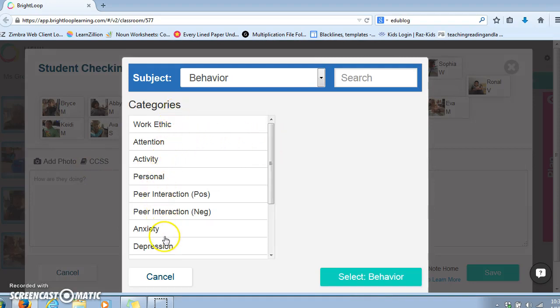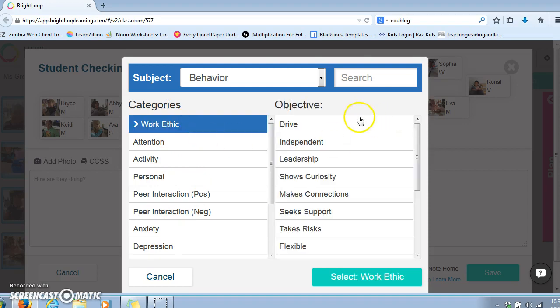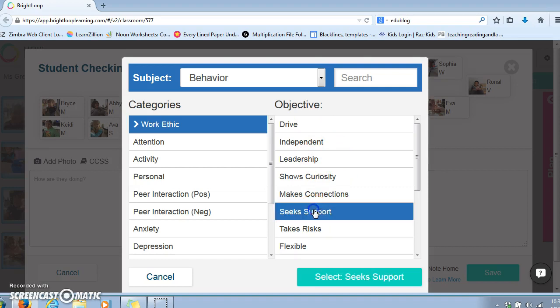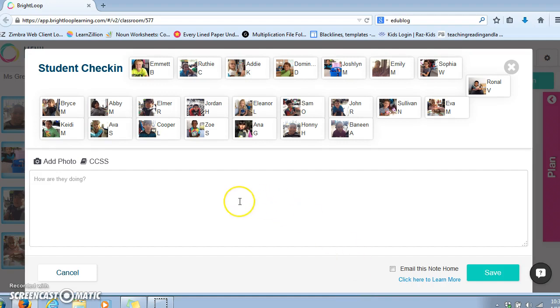So one of the great things about Brightloop is that you can not only type notes about what your students are doing, you can also add a photo, which I have done, again, as a data collector, anecdotal note, teaching evidence. And this genius piece right here are the Common Core state standards, which for behavior, we have all of these different categories. So clicking on something like work ethic and then looking at these different objectives that I might want to assess. So I'm going to go ahead and say seek support right here. And I'm going to go ahead and click on that. Now, I'm not in an academic mode, but the beautiful part about the reading and math piece is that the objective is broken down even further. So a teacher or a parent, if you were to email this note home, can see the exact skill.